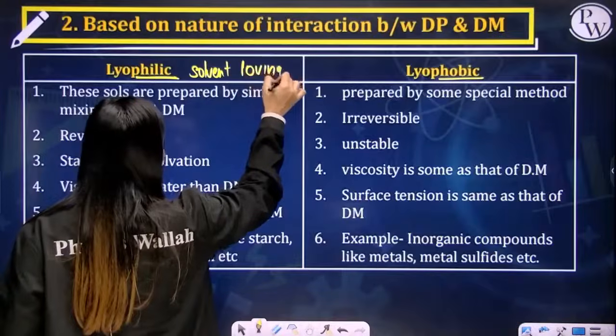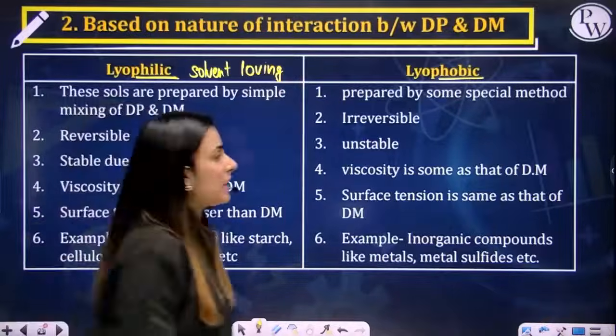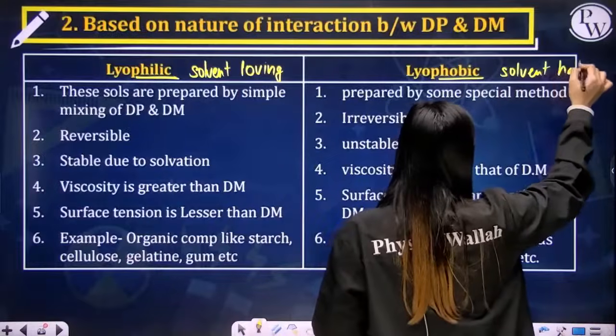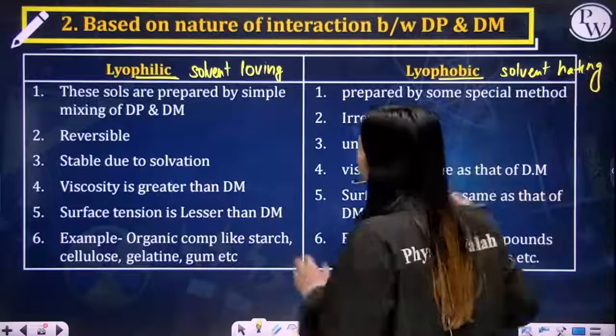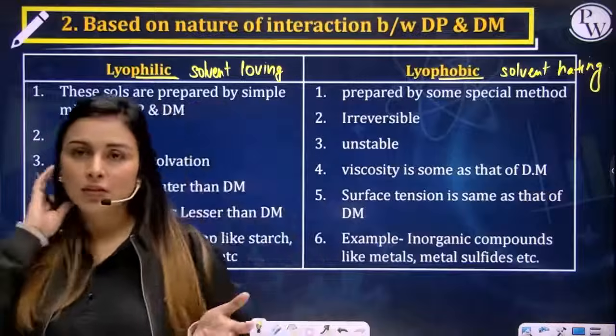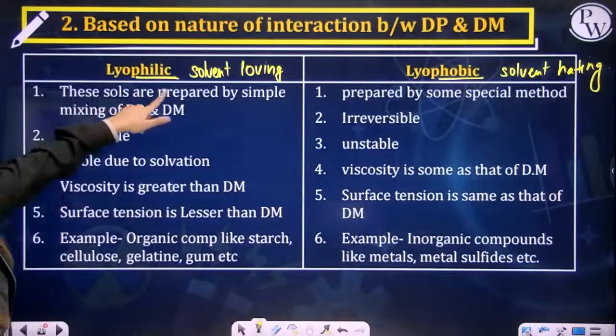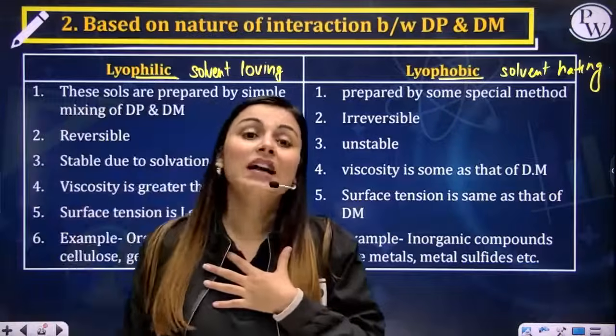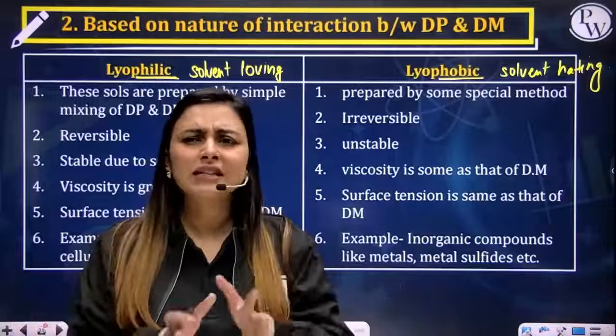That is your dispersed medium loving, and these are your solvent hating. You can memorize it from this part. Okay, now let's try to understand this a bit more. These sols are prepared by simple mixing of DP and DM. Now if DP and DM are loving each other, this means that they will easily be dissolved.